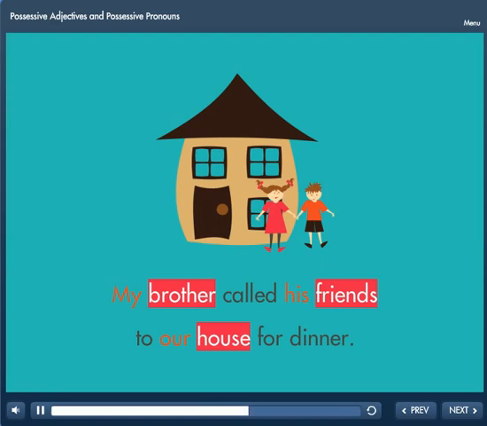The possessive adjective his is taking the place of an apostrophe s. We used his in place of my brother's. As you can see, the possessive adjective is coming before the noun that is possessed, that is, friends. Again, over here, the possessive adjective our is coming before the noun that is possessed, house.